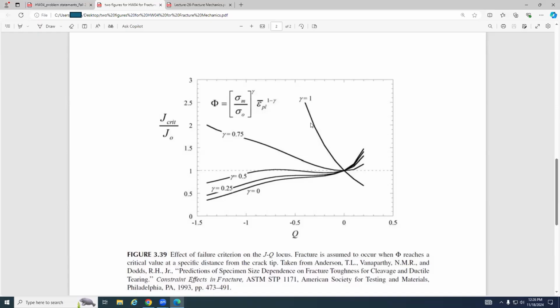So as a result, for this problem, the single parameter assumption is doubtful because this is 1.5, almost 2. So the single parameter assumption is not right. It's doubtful.